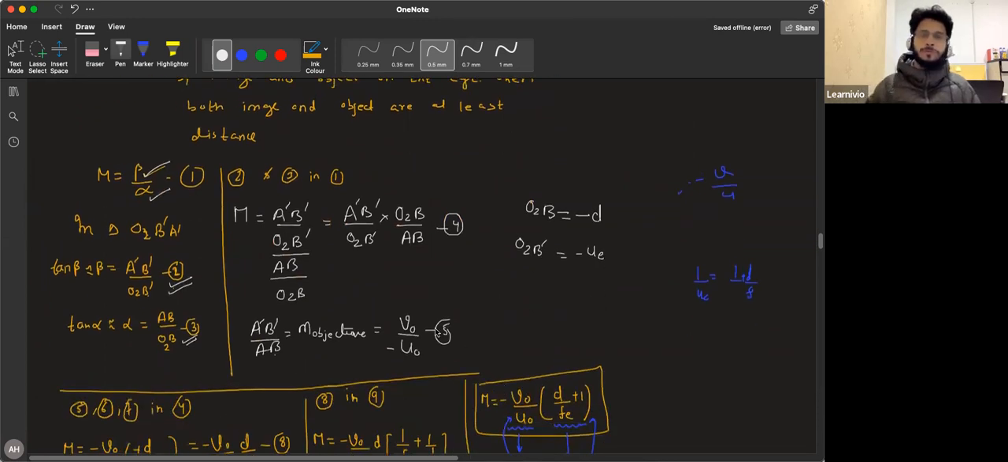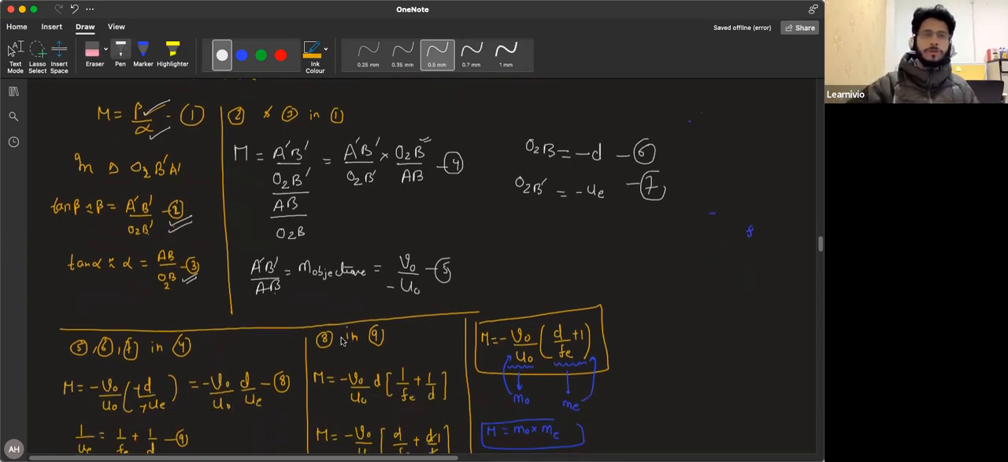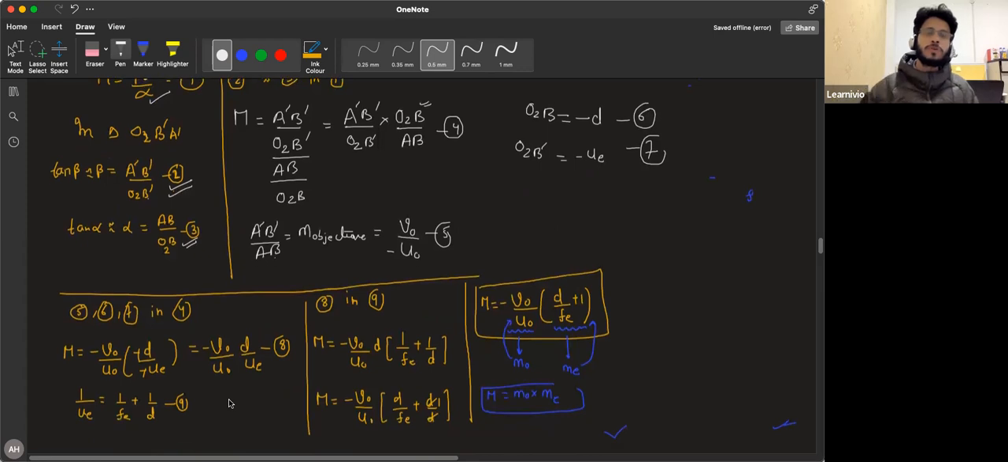So let's call this equation number 6 and this equation number 7, and I substitute all these values here. Instead of A prime B prime by AB, I can write V naught by minus of U naught. Instead of O2B, I can write minus D. Instead of O2B prime, I can write minus of UE. Minus minus gets cancelled out. So you have minus of V naught by U naught into D by UE.